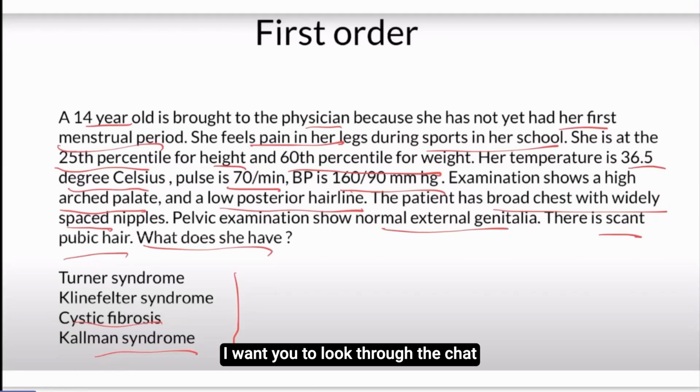I want you to look through the chat and see how many people got it. The reason so many people got it, the vast majority of you, is because this is a first order question.